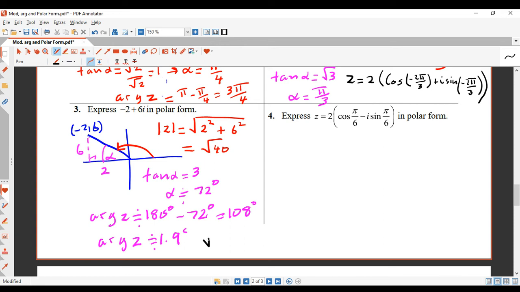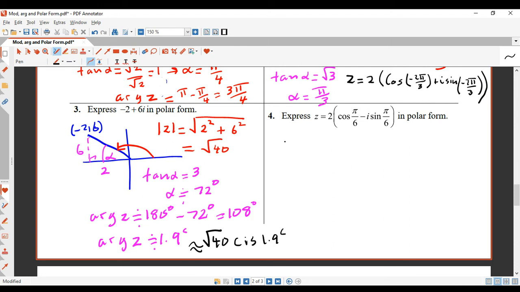So we're going to have root 40 cis 1.9 radians, and I'm just going to put the approximation symbol there. Okay, now what about this one here? This is not quite in polar form, is it? Because if we expand those brackets, we can see here we need a plus sign.